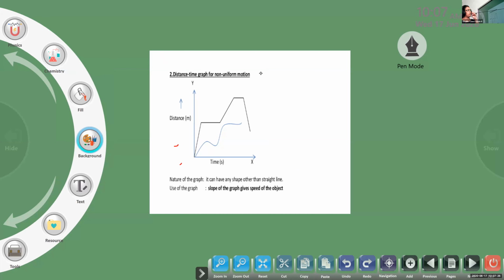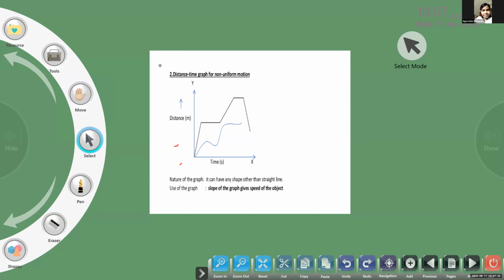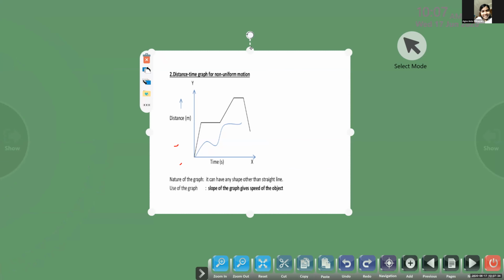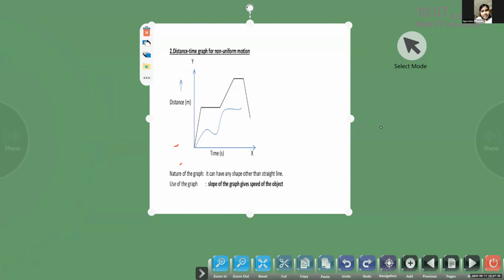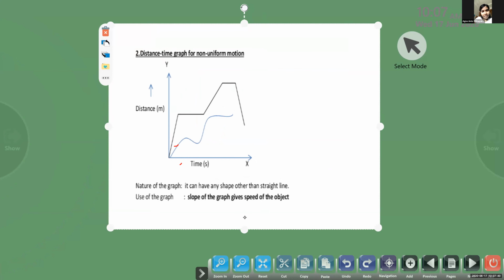Read that graph which I have shown. Distance-time graph of non-uniform motion. Nature of graph: it can have any shape other than a straight line. Use of the graph: the slope of the graph gives the speed of the object.